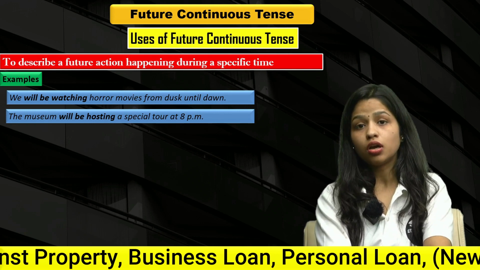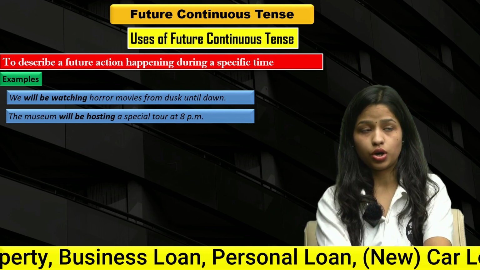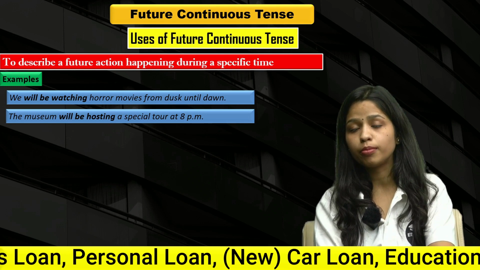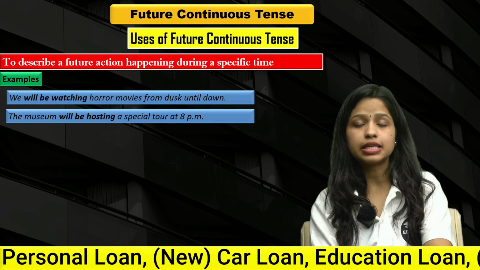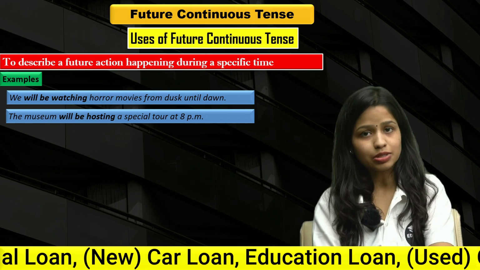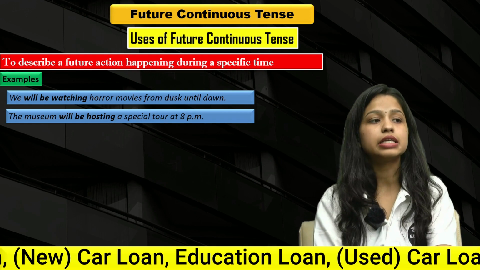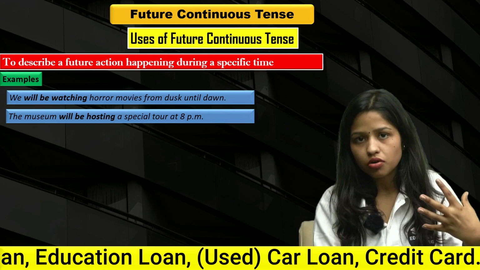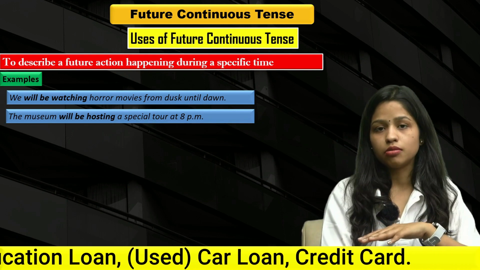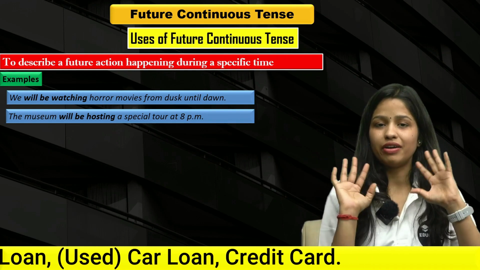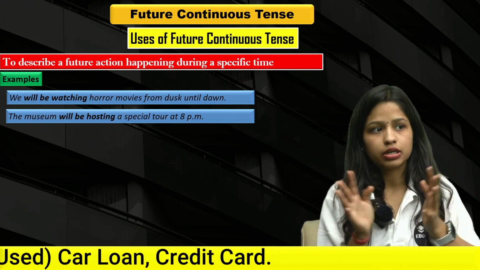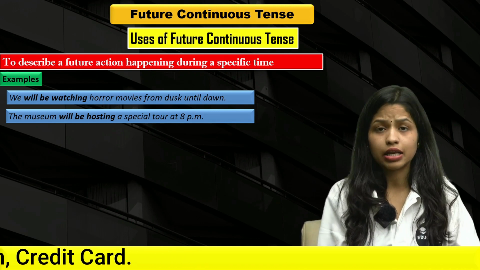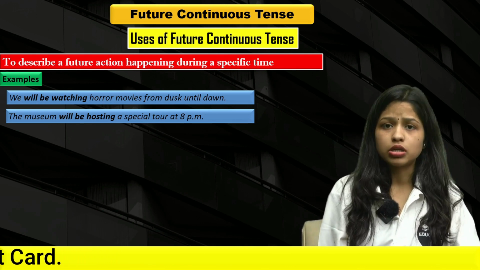We will be watching horror movies from dusk until dawn. As I had told you, we use future continuous tense whenever we're talking about during a specific time. And in this sentence, we can definitely see a specific time. What is the specific time? In this sentence, it is dusk until dawn. Dusk basically means the time of night, or you can say evening, from the evening till the morning. Dawn means very early morning. At the morning time we call it dawn, and at the night time or the evening time we call it dusk, right? So we are telling you we will be watching horror movies from dusk until dawn.